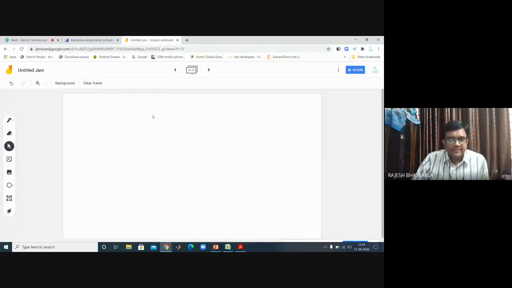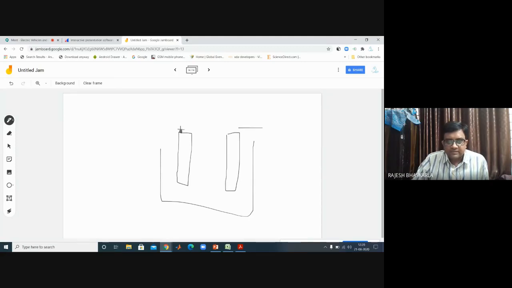Okay. Now, suppose let us take a cell. Let us take a battery. So here I'll draw. This is positive electrode and this is negative electrode. Okay. So here we are having a bulb. So that means this is discharging.